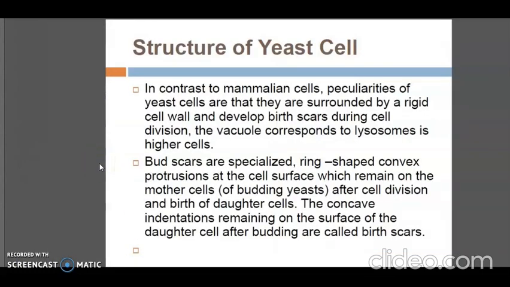In contrast to mammalian cells, peculiarities of yeast cells are that they are surrounded by a rigid cell wall and develop birth scars during cell division. The vacuole corresponds to lysosomes in higher cells. Birth scars are specialized ring-shaped convex protrusions at the cell surface which remain on the mother cells after cell division and birth of daughter cells. The concave indentations remaining on the surface of the daughter cells after budding are called bud scars.